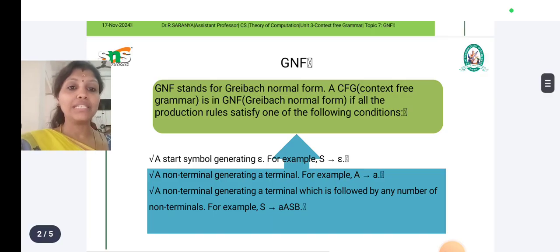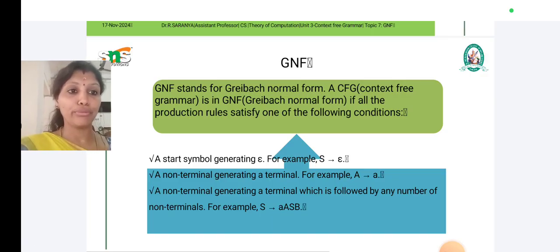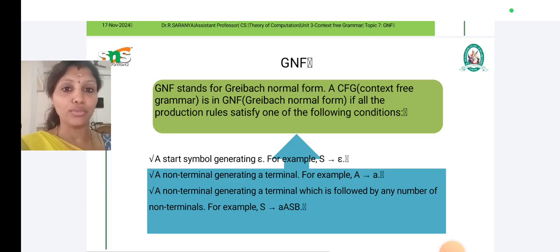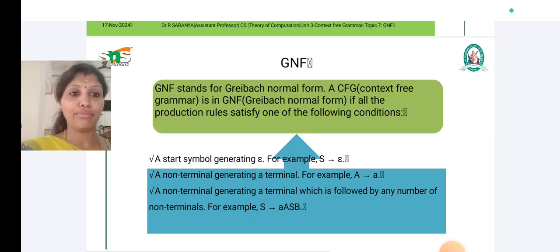First of all, GNF stands for Greibach Normal Form. A context-free grammar is in GNF if all the production rules satisfy one of the following conditions. Same as CNF, it is also one part. We are going to consider whether the given grammar is a context-free grammar or not, a formal grammar or not. That we are going to test with the help of GNF.